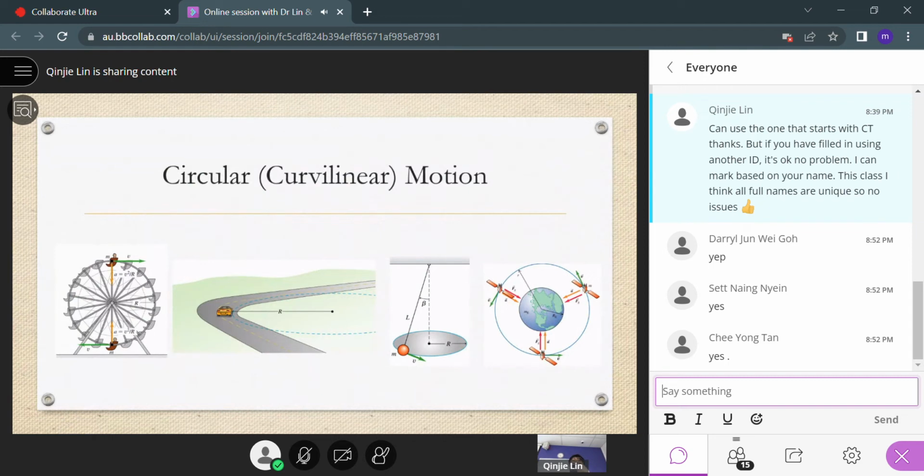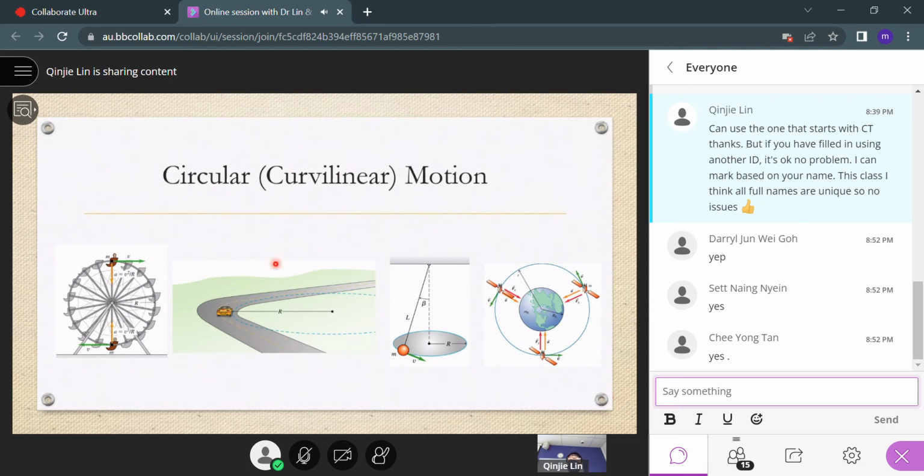So now we move into circular motion, which is also called curvilinear motion. Just now it was rectilinear, that means straight lines. It could be 2D by straight lines. Curvilinear means you move in curves, like a circle. These are just illustrations of what is circular motion. Ferris wheel, you are moving in circles. If you drive and you turn right, the moment you turn right, you're actually going in curvilinear motion. You don't have to go in a full circle.